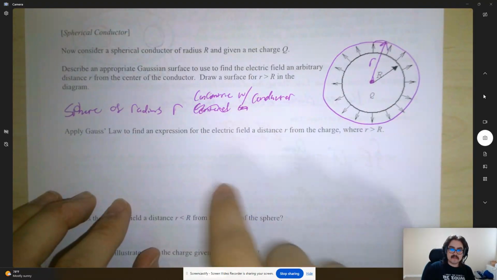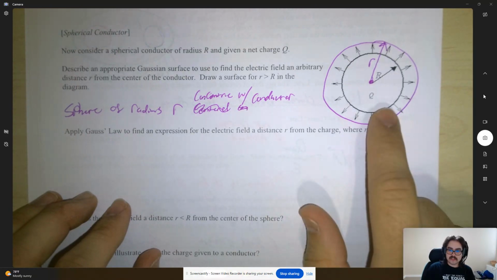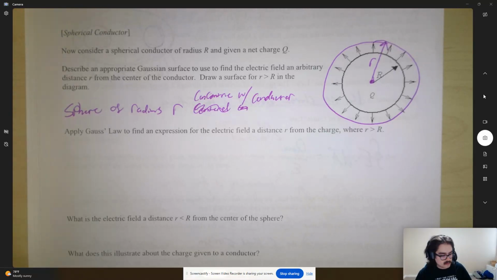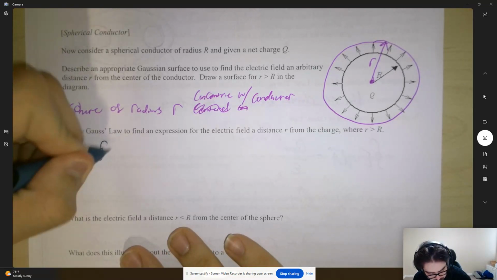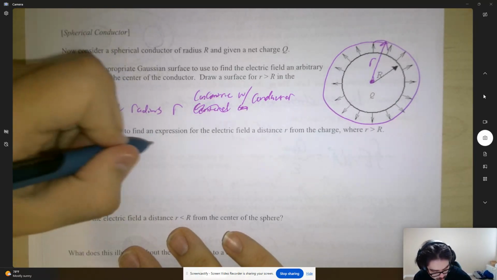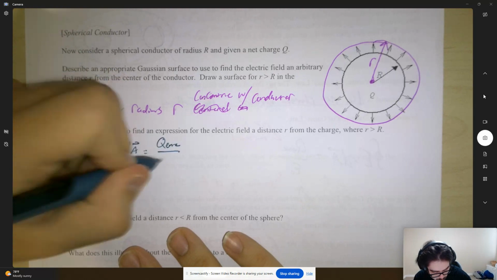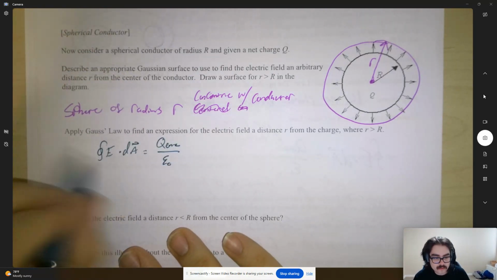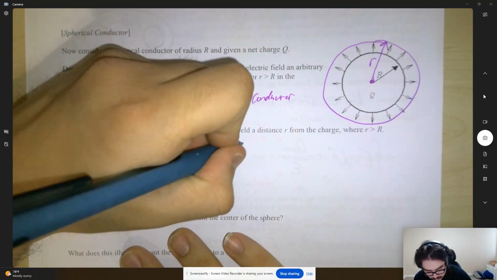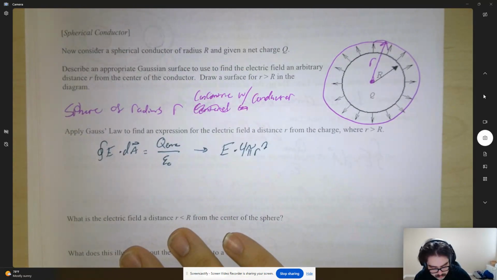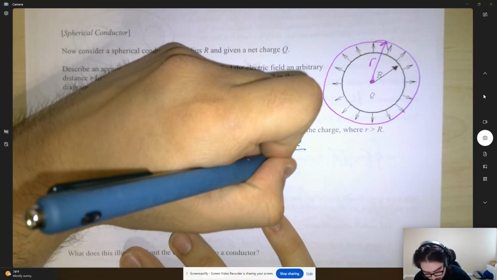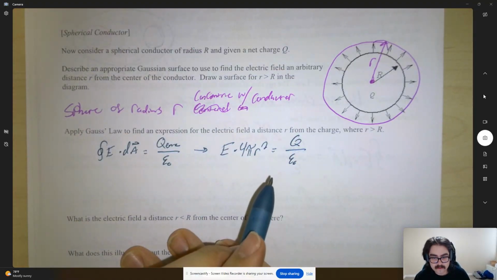This is going to be the exact same thing as we got earlier, right? Because nothing changes here. This is just a charge that has a large radius. So we can simply say that the surface integral of E dot dA equals Q enclosed over epsilon naught. We already know the left-hand side is going to evaluate to E times 4 pi r squared, and the right-hand side is just Q, the enclosed charge, over epsilon naught.